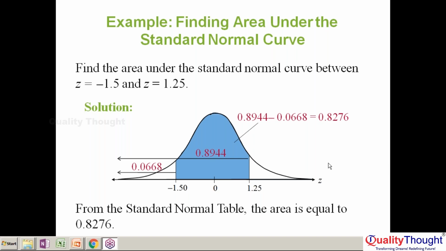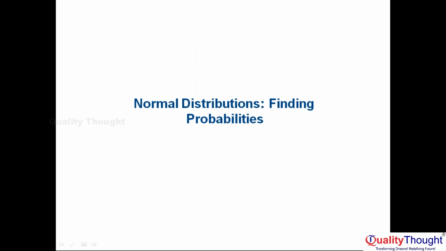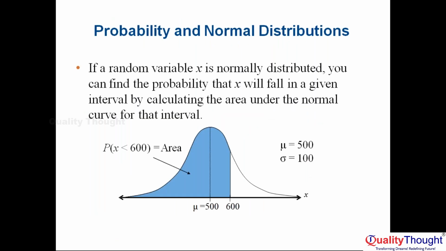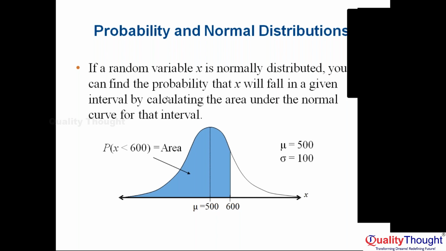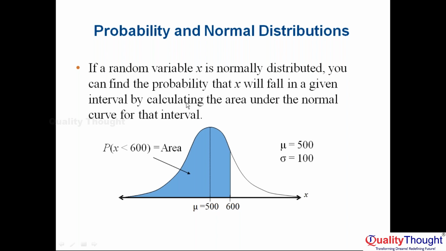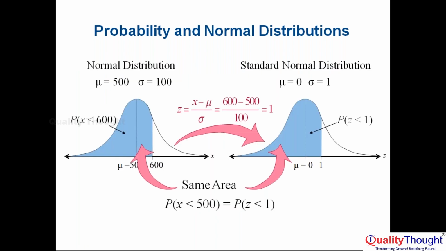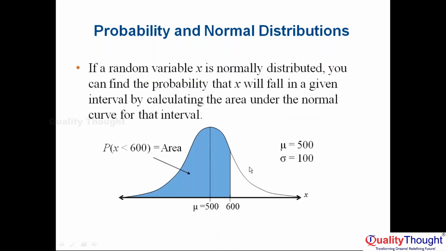Okay, all of you, I hope that you understand about this part. So now let us get into the probability and normal distribution. How do we apply the probability of that? If a random variable x is normally distributed, you can find the probability that x will fall in a given interval by calculating the area under the normal curve for that interval. We have a formula called x minus mu divided by sigma. Whenever we have values like this, you need to identify the probability distribution of that curve, meaning you have to identify the area of the curve.